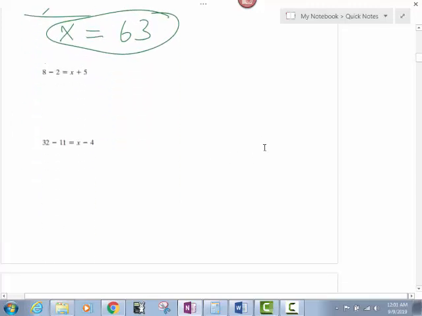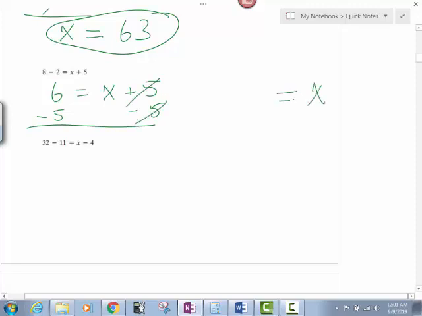All right. Let's take a look at this next one here. First thing I'm going to do, 8 minus 2. Well, we know that's 6. Okay. Equals x plus 5. Let's go ahead and subtract 5 on both sides. Those will cancel. Our x is by itself. 6 minus 5 leaves us with a total of 1.